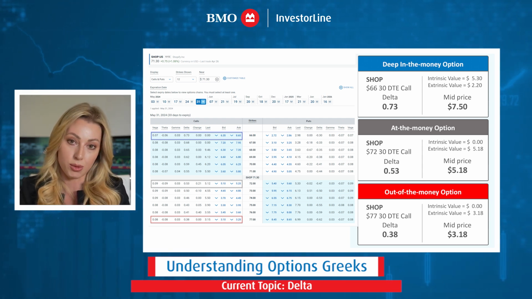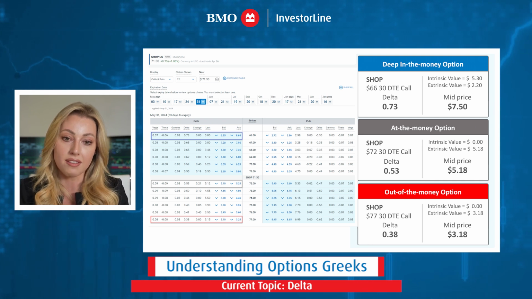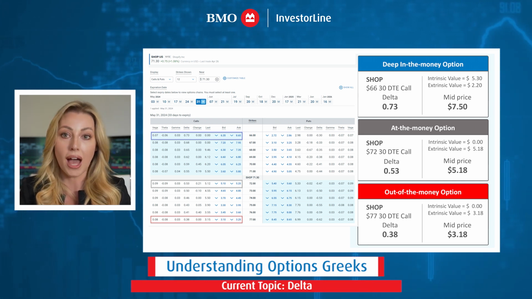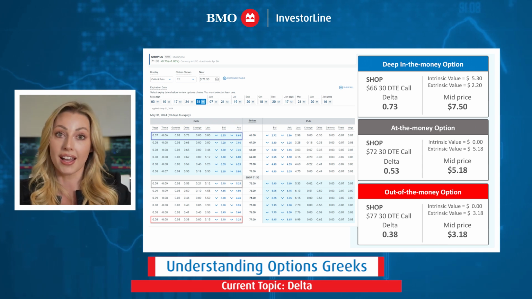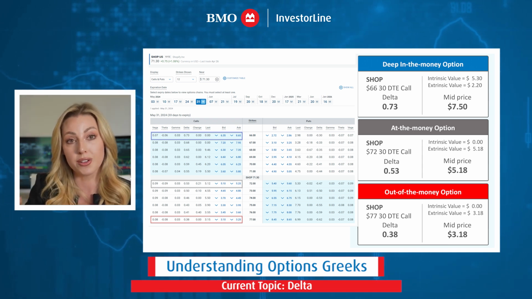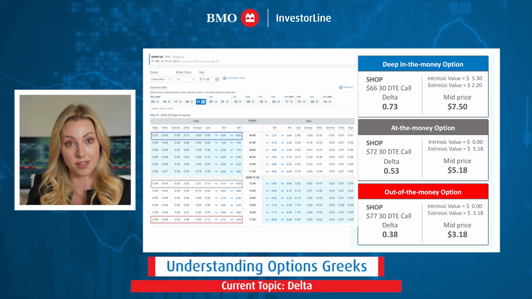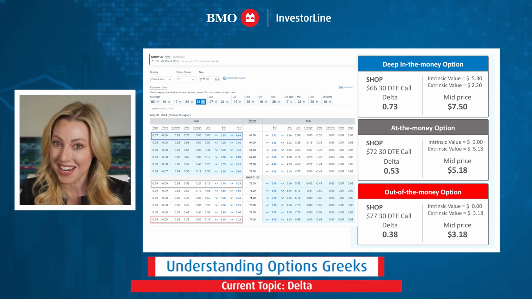The out of the money option, so the right to buy Shopify at 77 when it's at 71, well, that means the market's more favorable because I can buy Shopify at 71 versus the contract terms of 77. That has a lower delta. It's not at its destination, if you will.